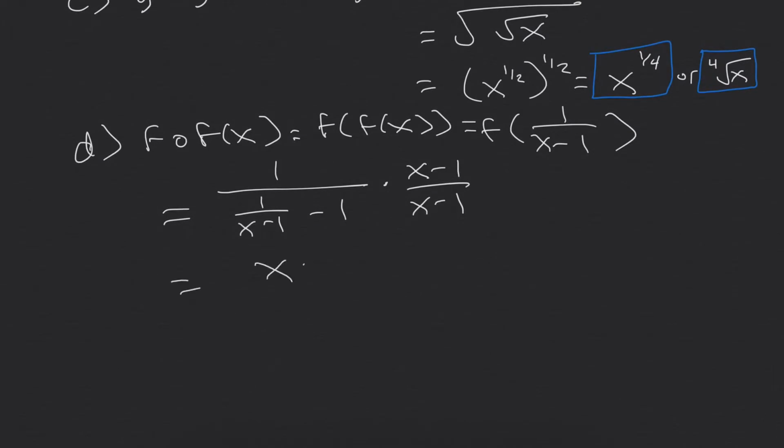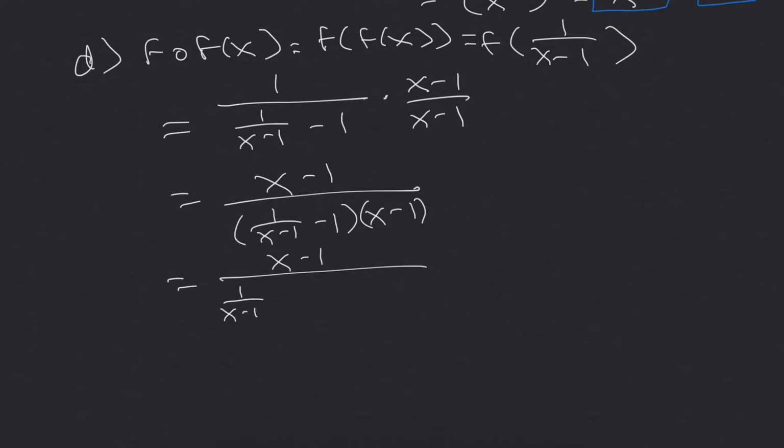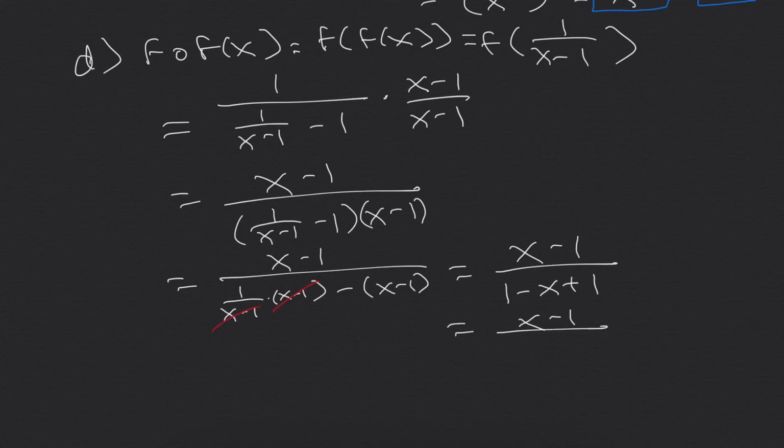On top, 1 times x minus 1 is x minus 1. On the bottom, we have 1 over x minus 1, minus 1, and then I need to distribute the x minus 1 into that. If I do that, I will have 1 over x minus 1 times x minus 1, and a negative 1 times x minus 1, which is pretty nice there. These x minus 1s cancel. I end up getting x minus 1 on top, 1, and I'm going to distribute that negative sign in, minus x plus 1. So I get x minus 1 over 2 minus x there.